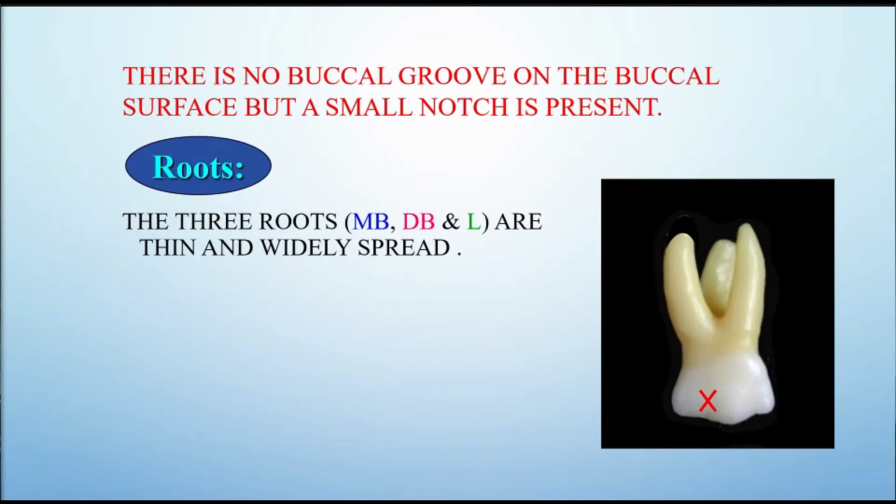Three roots are present: mesiobuccal, distobuccal, and lingual, as usual, like the molar. That is why it is classified as molar. If the roots are not like that, it is not classified as molar. So this is molar, but they are very thin and widespread. Why widespread? Because all the deciduous teeth are wide, roots are widespread to accommodate the tooth germ within it.